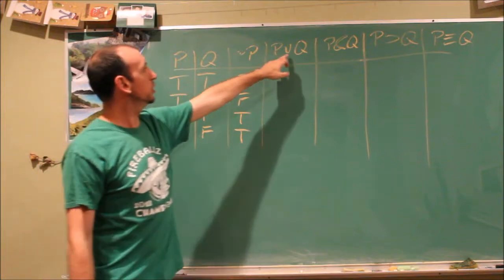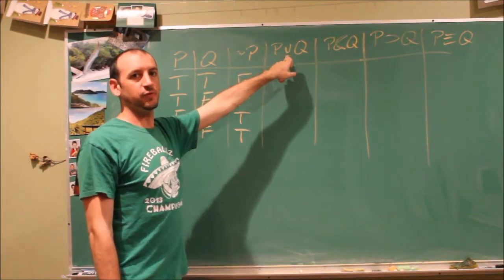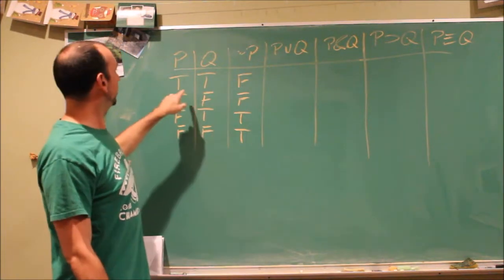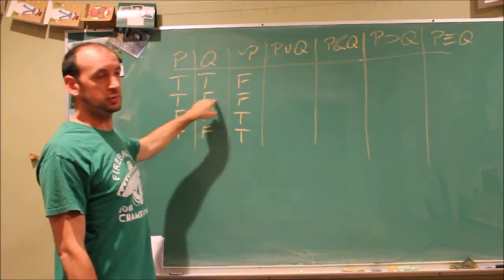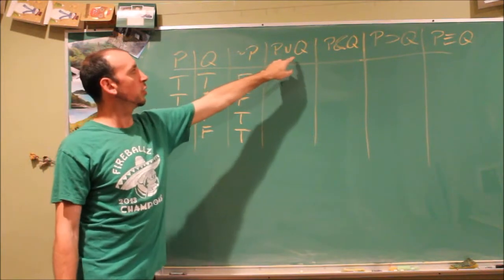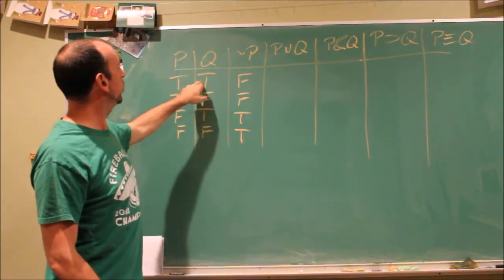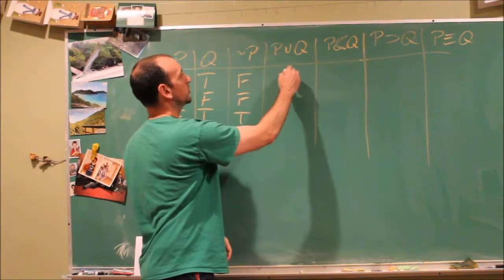P or Q, you know our V stands for or. In philosophy we have what's called an inclusive or. What that means is if either one of P or Q is true, then P or Q is true. Or if they're both true, then P or Q is true. So for P or Q, we have P and Q are both true. Well, that means that one of them is true.